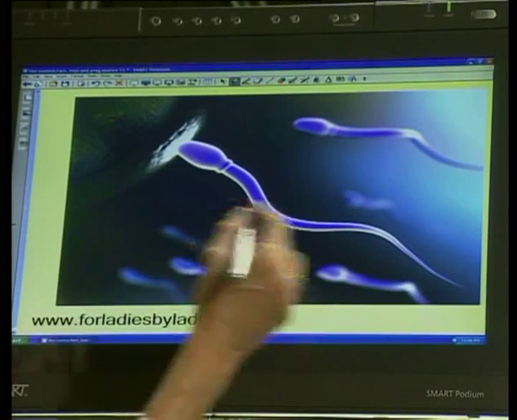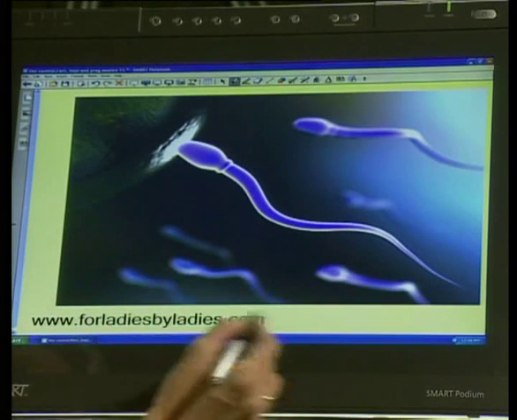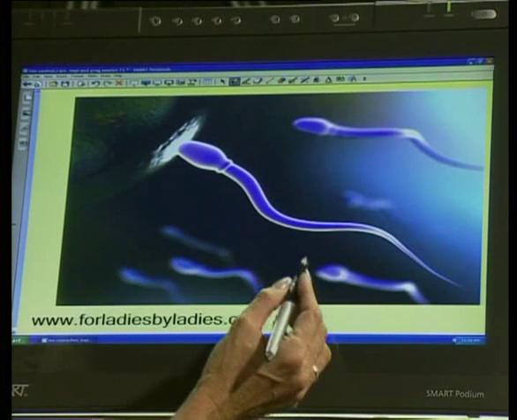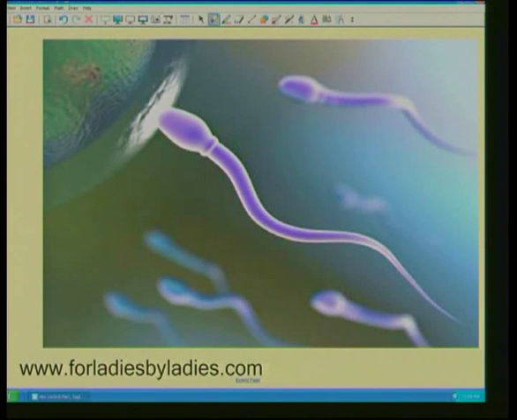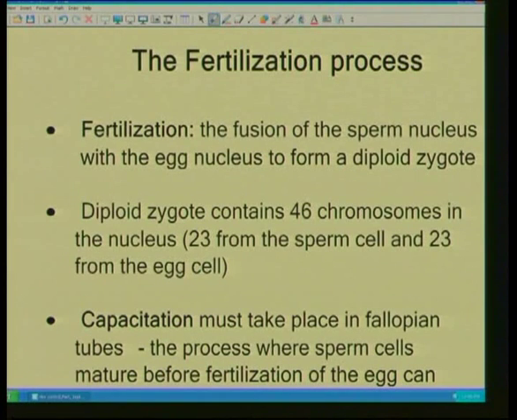All right, here we go. This I took from Ladies by Ladies. It's a lovely website for the girls out there. There's a little sperm cell, and here's the egg, and a whole bunch of them are swimming to this little egg cell. And it wants to get in there. Now, fertilization, people. What do we have? Fertilization, you must know this.